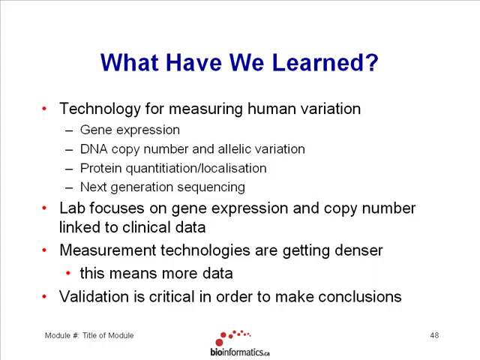So let's just go over then. We talked about what gene expression is. We talked about what DNA copy number and allelic variation is. We talked about protein quantitation, and we talked about next generation sequencing. And so the lab this afternoon focuses on gene expression and copy number. And then tomorrow we're going to link that to clinical data. Just the last couple of points: the measurement technologies are getting denser. This means more data, and again, validation is critical to make conclusions from these assays.